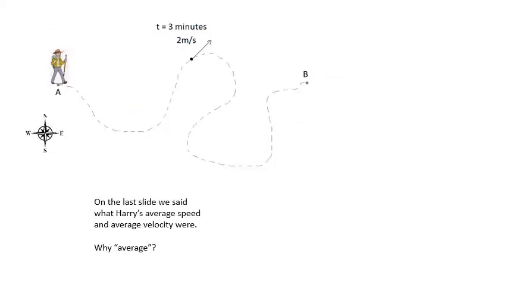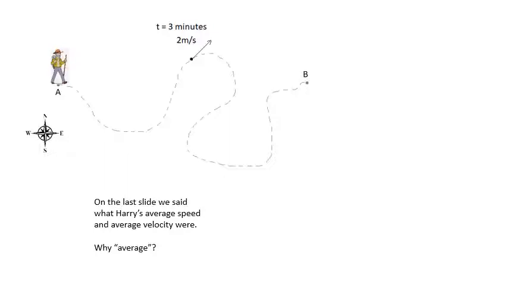Now, on the last slide, I said the average speed and the average velocity. Why did I say average? And the answer is because it's possibly changing all the time. He might not be walking at a constant speed. Yes? At this point in time here, at t equals 3 minutes, his speed is 2 meters per second. That is his speed at that point in time. At that point in time, his velocity is 2 meters per second northeast. That is his velocity at an instant.